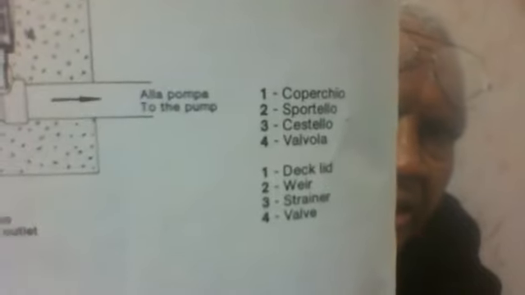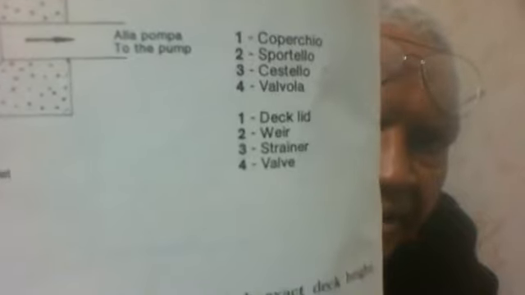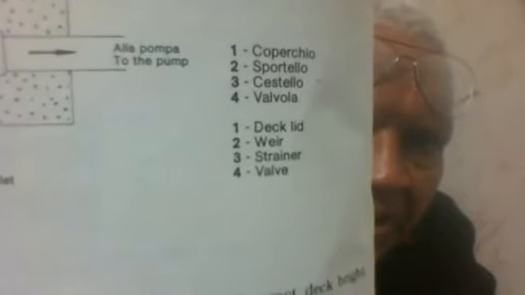This is a very important section. The mentioning is there. Number one is intact lid. Two is weir. Three is strainer. Four is valve.